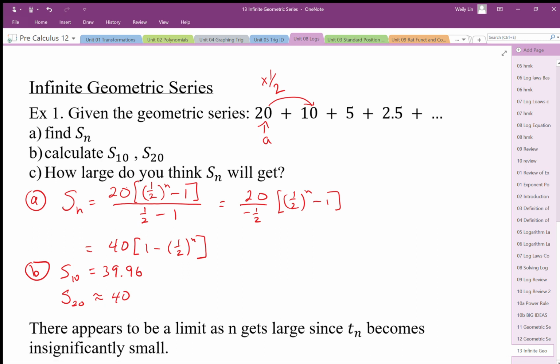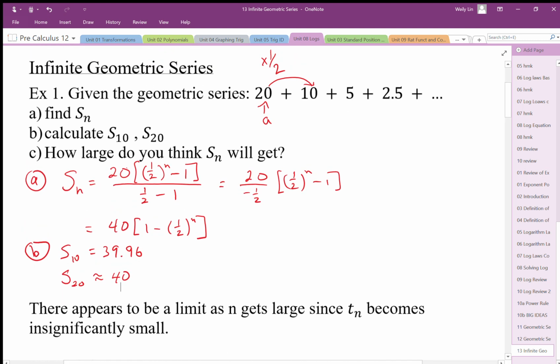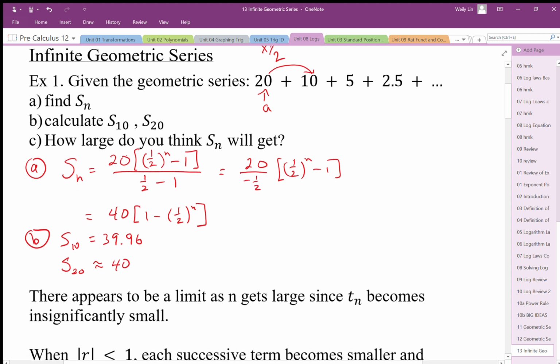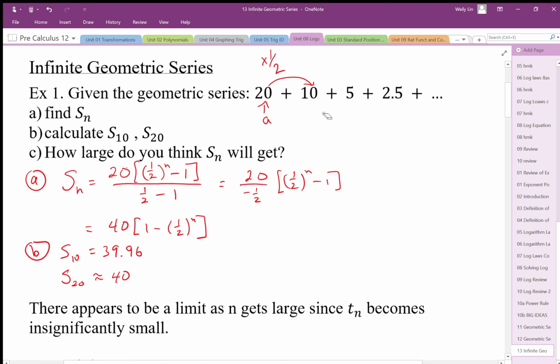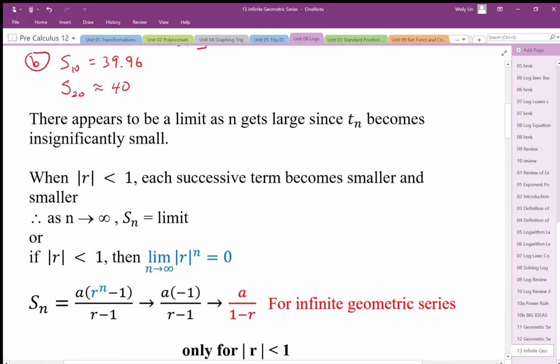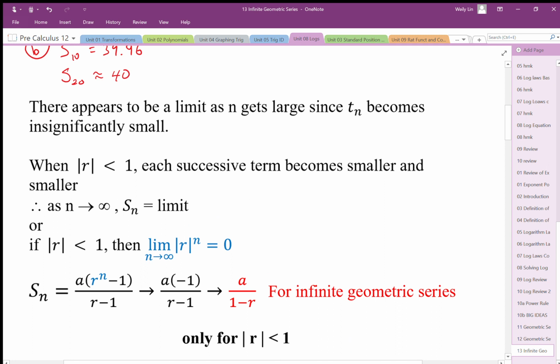I'm going to try 100 terms, and use the formula where n equals 100. And ooh, my calculator gives me exactly 40. Now I know it's not exactly 40. I think I just overwhelmed my calculator. And even after 100 terms, my calculator just ends up kind of limiting out. And so this is what's happening. There, in fact, is a limit to how big this is going to get. Because what's happening is I'm going to basically be adding smaller and smaller amounts. Near the end, near infinity, I'm pretty much adding 0. So what happens is that as n gets large, Tn becomes insignificantly small.